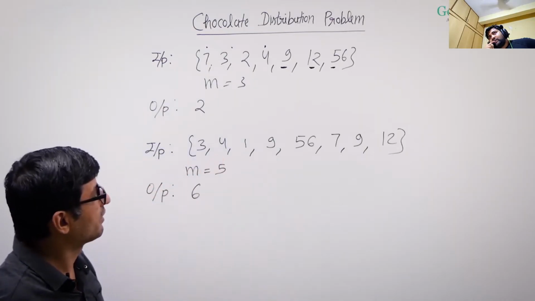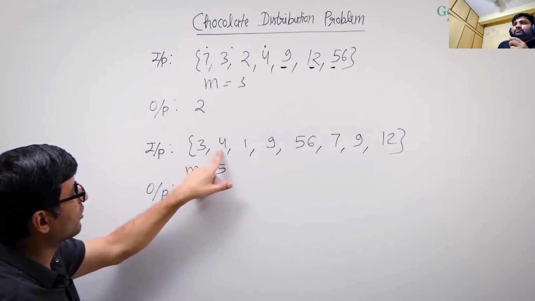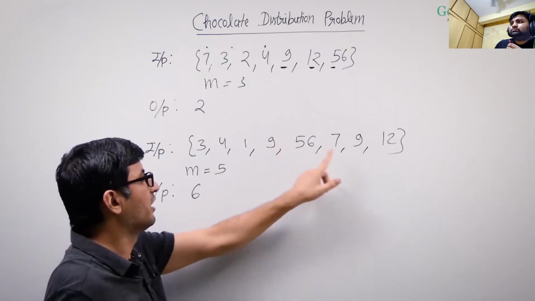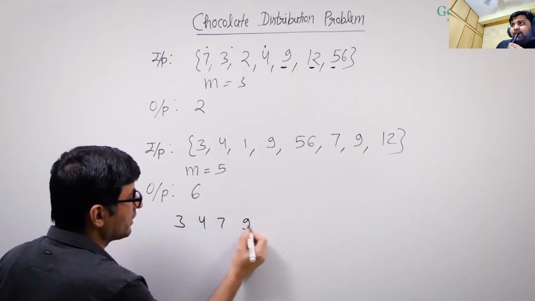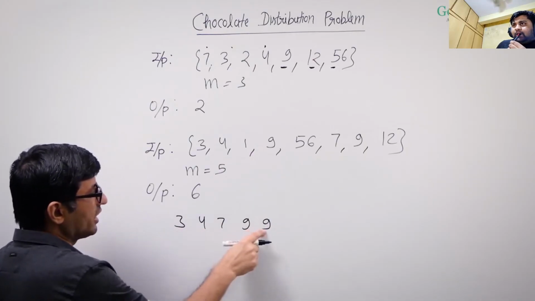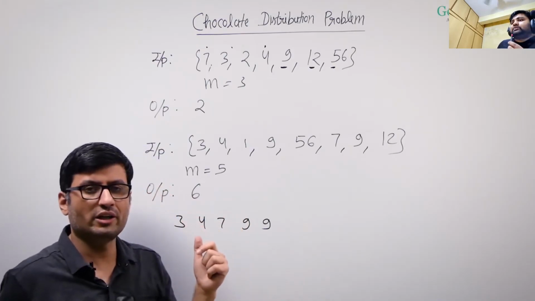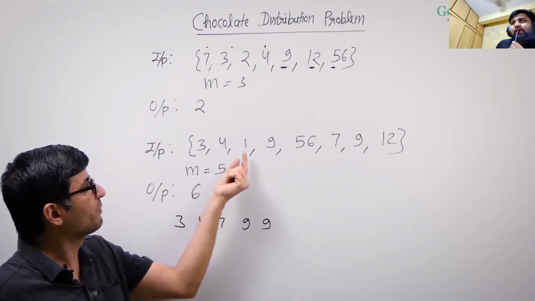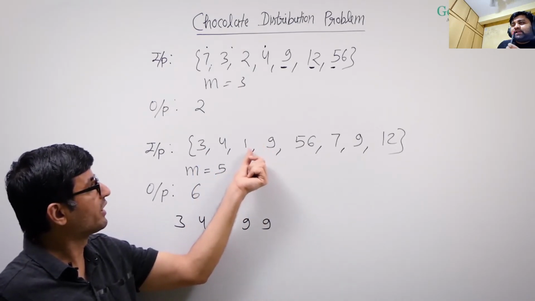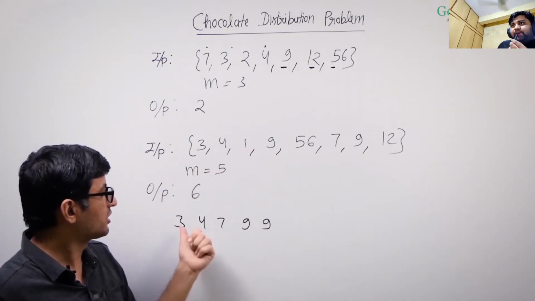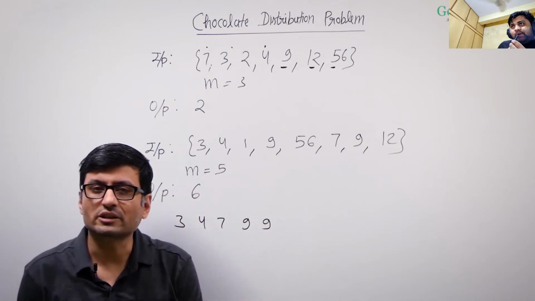Let's see this example. In this example, if you pick 3, 4, 7, 9, 9, then you get the minimum difference. The difference that you get is 9 minus 3, 6. If you pick any other combination, you will not get a difference less than 6. For example, if you pick 1, 3, 4, 7, 9, what will you get? You will get 9 minus 1, 8, which is more than 6. So that is why the output for this example is 6.